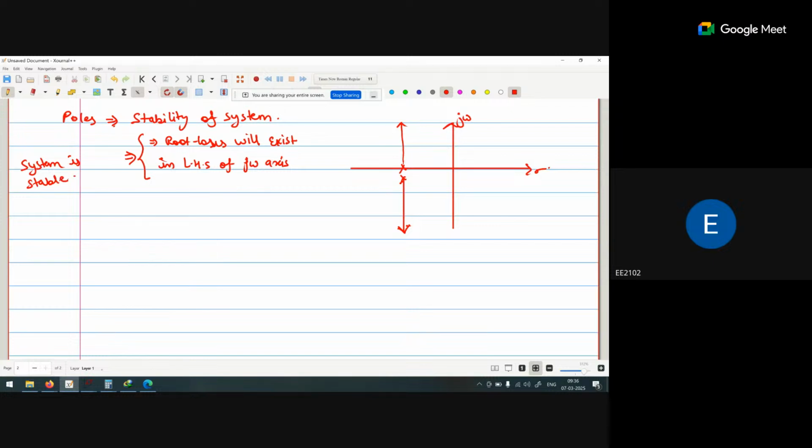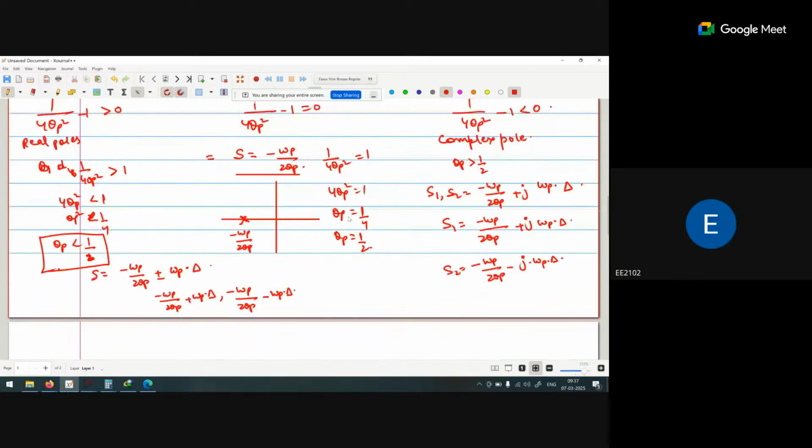Okay, now one position is that both of my root locus poles will be available on the real axis. Second, my root locus will be available in this position or in this position. Why these two positions? Because it is a complex.